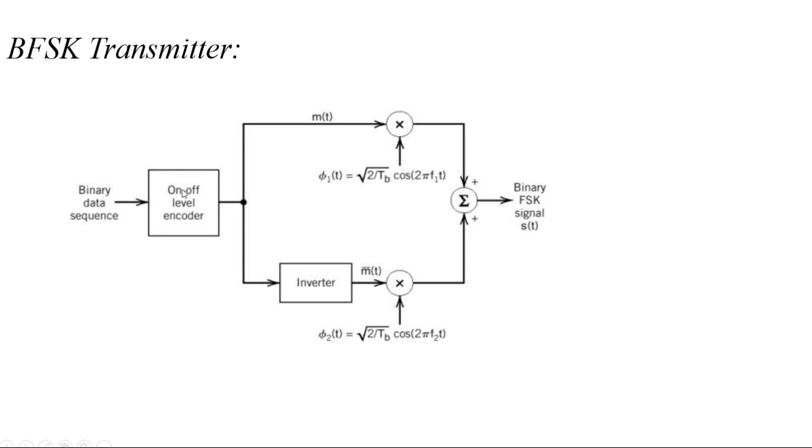Similarly for symbol 0, this 0 is applied here, so the output of this modulator is 0, and this 0 is applied to the input of the inverter, so the output will be root Eb. So we are having the output root 2 Eb by Tb cos 2 pi f2 t. So S of t is equal to S2 of t for BFSK. So it is the BFSK transmitter.